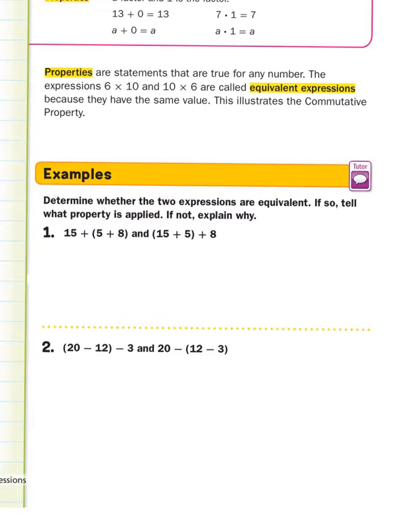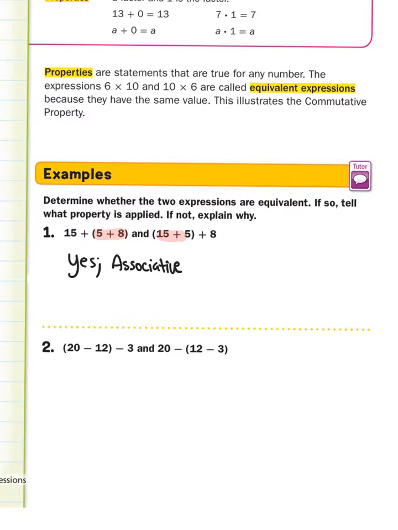So I want to show you in one. We have 15 plus 5 plus 8, and the 5 plus 8 is in parentheses. Over here we have 15 plus 5 plus 8. Same numbers, but the 15 plus 5 are in parentheses. So without even solving it, I know they will be equivalent. So the first thing I would do would be to write yes. Now the property that is applied would be the associative property. The reason is, associative property says it doesn't matter how you group your numbers. You can group them the 5 plus 8 first or the 15 plus 5 first. You'll get the same answer.